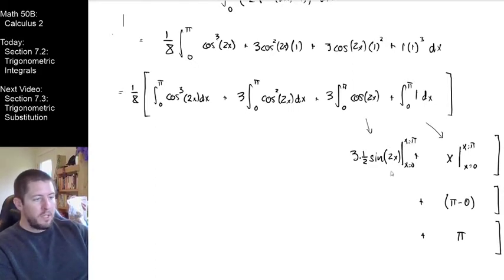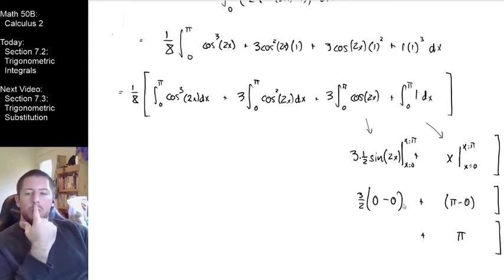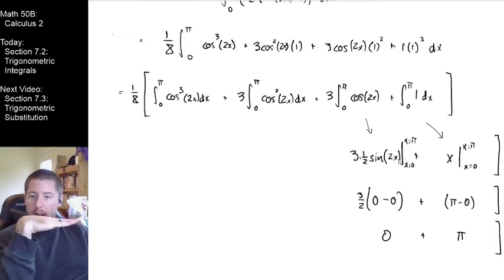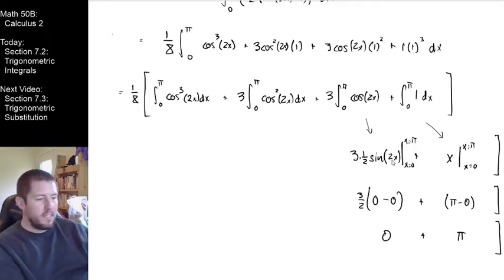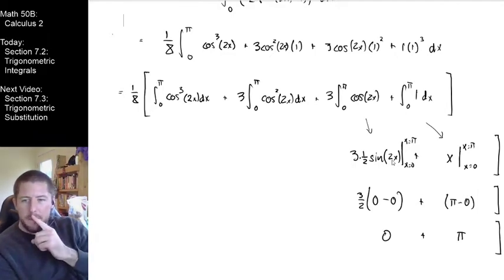And the thing that I'm noticing here is that I'm really going to be getting 3/2 times, well, when I plug in pi here, sine of 2 pi is 0. Sine of 0 is 0. Ooh, it looks like we actually got 0 for the contribution from this component, right? Because sine of 2x is 0 at both 0 radians and at 2 pi radians, which is the same thing as 0 radians again. Why did that happen? Why did I get 0? How could I have kind of known that I was going to get 0 from that?